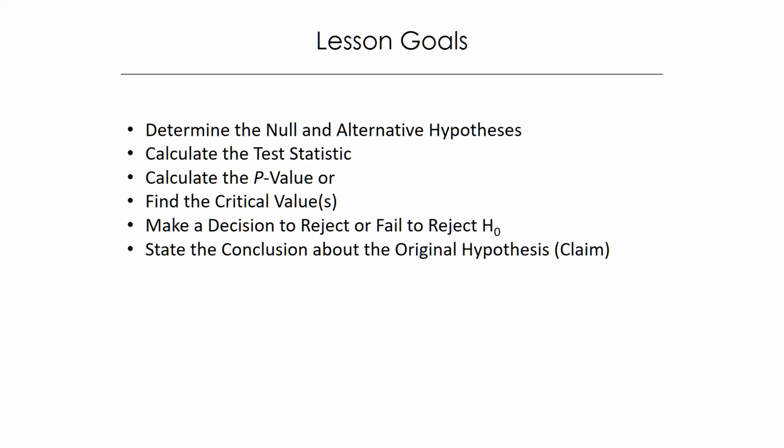The lesson goals are, first of all, to determine the null and alternative hypotheses, then to calculate the test statistic, then calculate the p-value or find the critical values, and make a decision to reject or fail to reject the null hypothesis, H sub 0, and finally state the conclusion about the original hypothesis or claim.